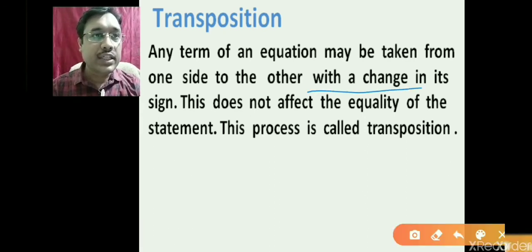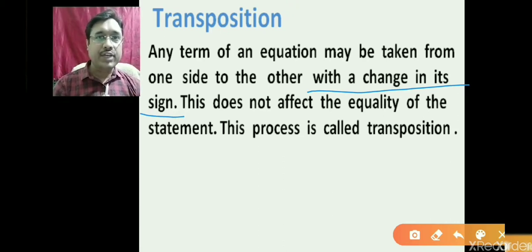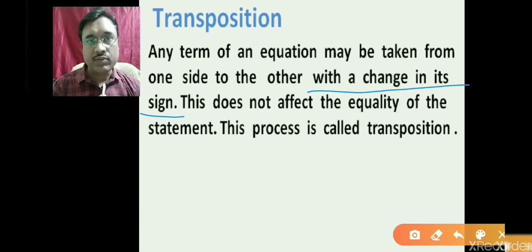With a change in its sign, you only have to change the sign. The negative sign you will make positive, and the positive sign you will convert to negative, when you are taking any term from one side to the other side. If you do so, it does not affect the equality of the statement.